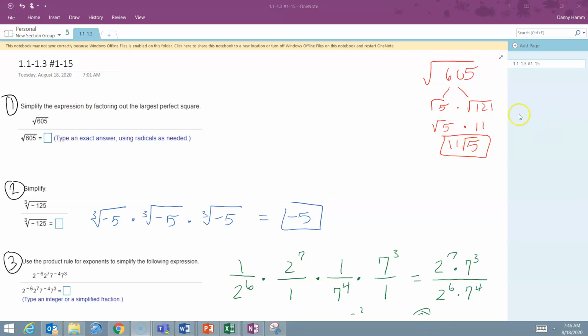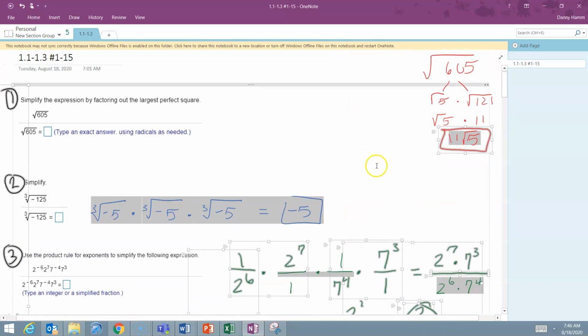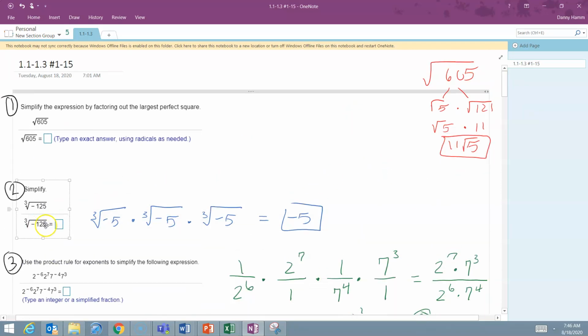Number 2, we are simplifying, but we are using a different index. We're using 3 instead of 2. And so this means we're looking for what 3 products will give us negative 125. So unlike a square root, here we can have a negative number because we're dealing with 3 products. So the cube root of negative 5 times the cube root of negative 5 times the cube root of negative 5 is simply 5.